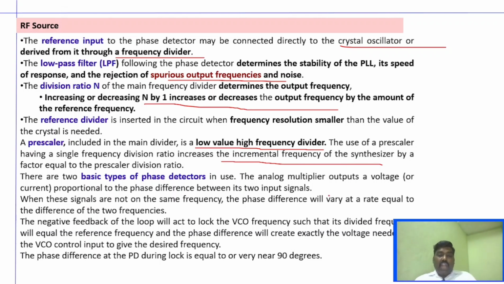One is the analog multiplier, which works based upon the phase difference between two signals, that is, the reference signal and the feedback signal. If these two signals have different frequencies, there will be a phase difference, and based upon this phase difference, the control voltage will be generated. When the control voltage is generated, it will control the VCO. This is the conventional analog multiplier, right?